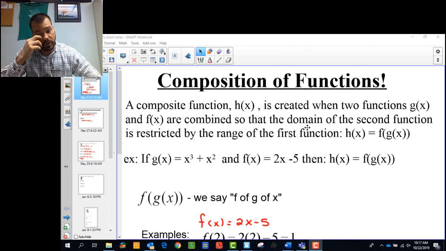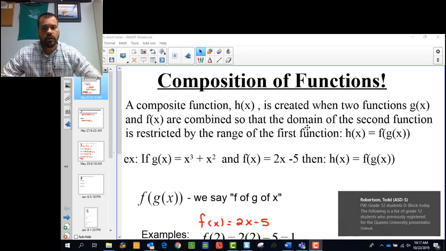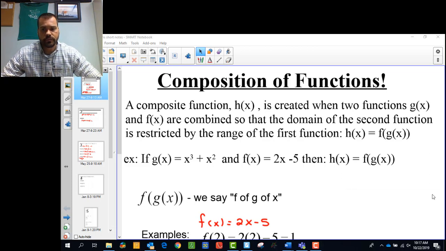That sounds a little funny, but basically what it means is that you take one function and you plug it into the other one. You substitute it out for x. So if you look at h of x as a composite function, it becomes f of g of x. Okay, that's how you say it.